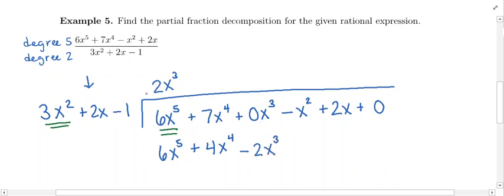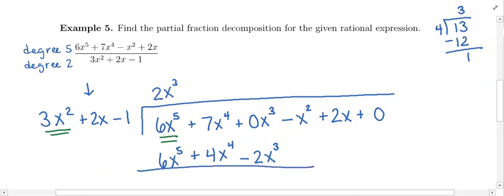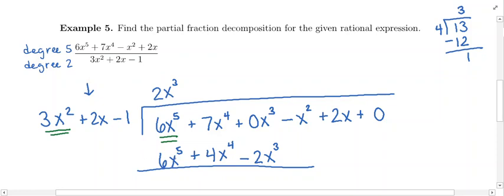And just think about regular division. If I went out to the side here and I'm doing 13 divided by 4, 4 would go into 13 3 times. 4 times 3 is 12. You have to subtract that out. So we haven't subtracted out yet. All I did was take the 2x cubed and multiply it through the 3x squared plus 2x minus 1. Now I'm going to subtract out my result.